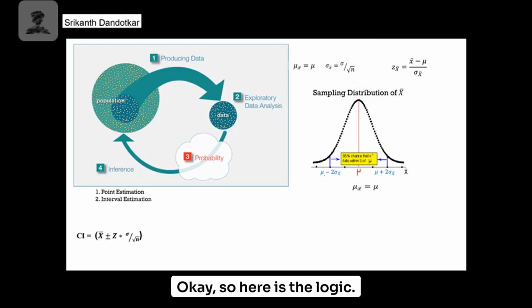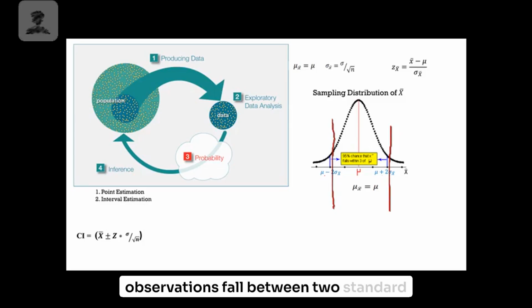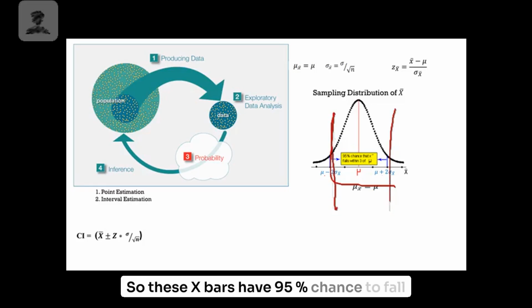Okay, so here is the logic. According to the probability theories and the standard deviation rule, we know that 95% of observations fall between two standard deviations around the mean. Each observation is a sample statistic, x bar. So these x bars have a 95% chance to fall between two standard deviations.